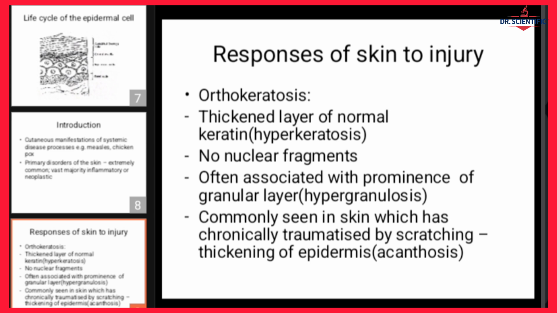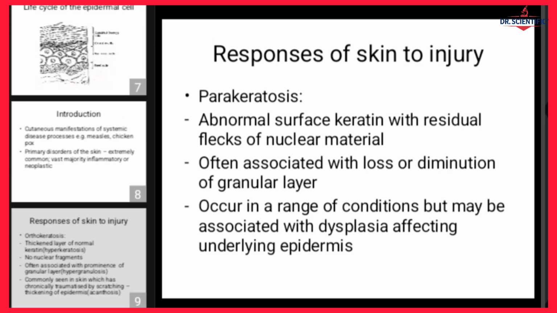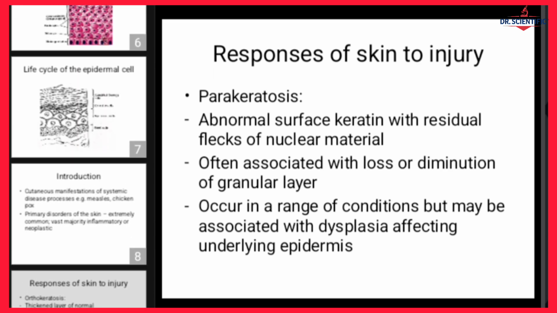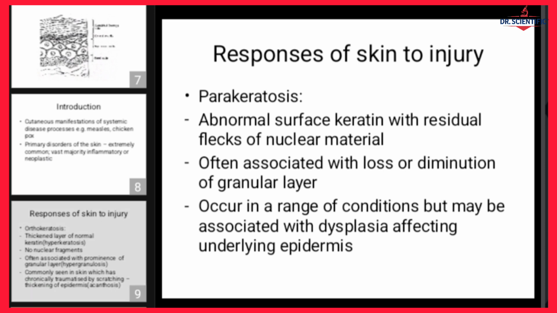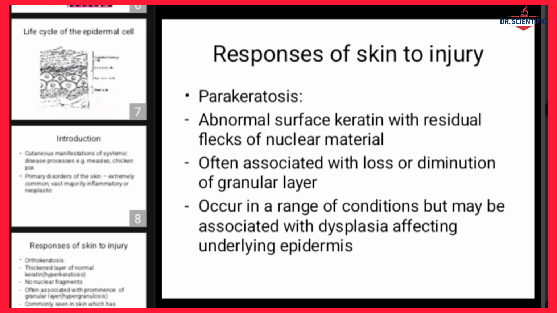Then there is what we call parakeratosis, which is an abnormal surface keratin with residual flecks of nuclear material. So in this case, the surface keratin is abnormal with flecks of nuclear material. So you can see some nuclei and remnants of cells with some nuclear material in them. Remember, as cells rise, they tend to lose the nucleus. So there's a bit of nuclear material in this case. Of course, all this is looking under the microscope. This is a skin tissue that has to be prepared, sectioned and stained, and then looked at under the microscope. Then this is what you would see.